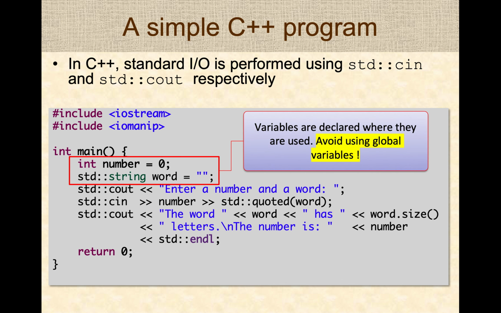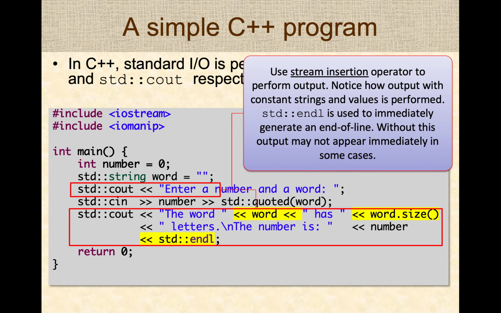You would define all of the variables that you need. Prefer to define and declare variables where you're using them. And of course, C++ does allow you to use global variables, but avoid using global variables. Global variables are problematic in large software systems. So you should get in the habit of avoiding or not using global variables.